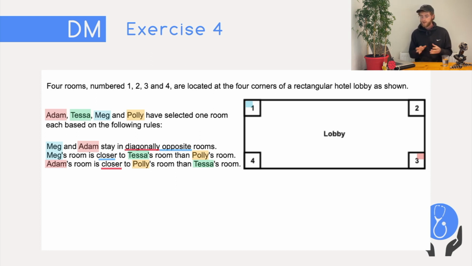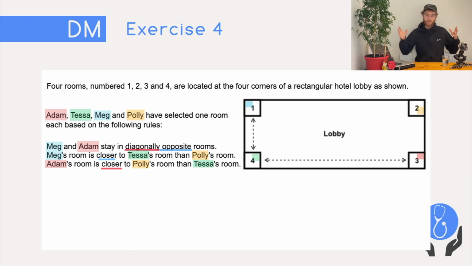Tessa needs to be closest to Meg's, and this is where the diagram comes in, because you can see that each room is closer to another room than it is to the other two, because it's a rectangle, which means that if we want one person to be closer to another person, they need to be on the same side of the hole as that person. So because Tessa has to be closer to Meg, and we've put Meg in room 1, we'll put Tessa in room 4, which leaves room 2 for Polly.